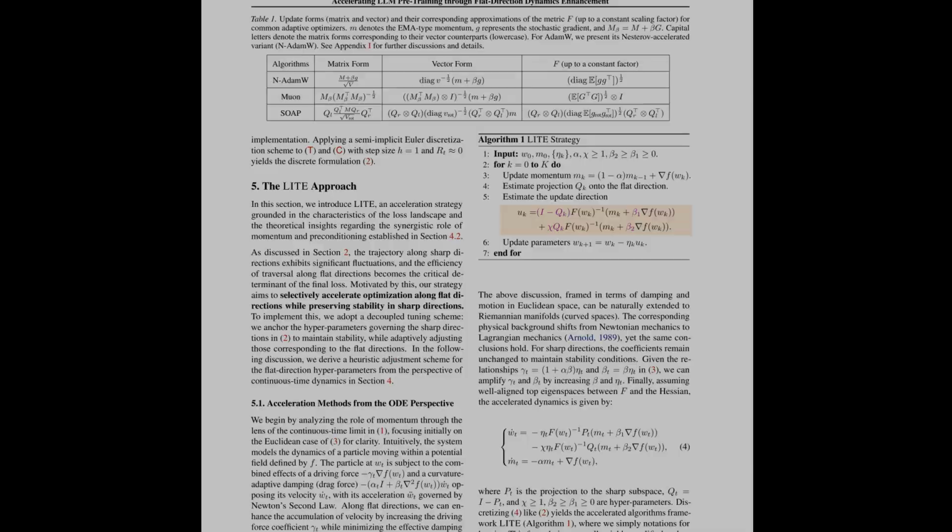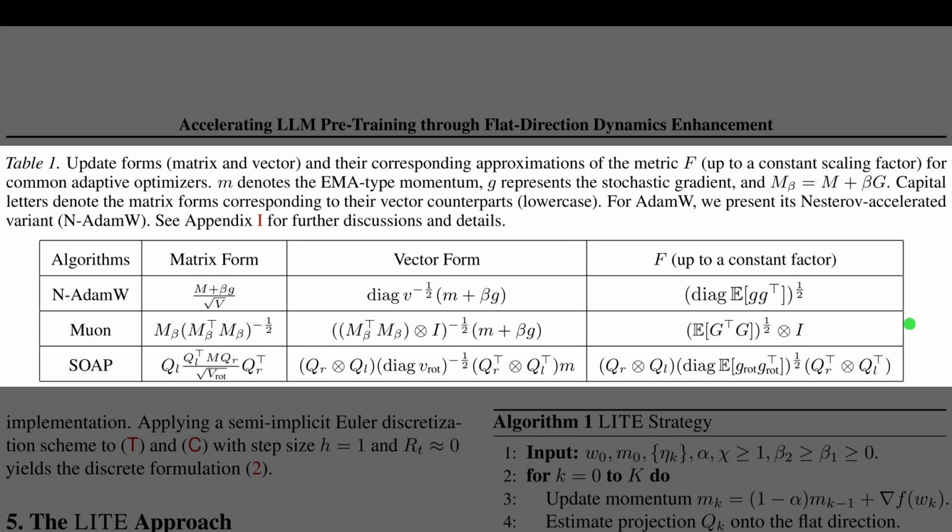convergence. Okay, while Figure 2 illustrated the landscape, Table 1 details the actual update rules for the optimizers operating on it. It compares n-atom-w, muon, and SOAP side by side. The crucial distinction lies in the last column, labeled F, which represents the curvature metric each method approximates. Notice that n-atom-w relies on a simple diagonal term, effectively treating each parameter in isolation. In contrast, the muon and SOAP rows show much more complex matrix forms involving Kronecker products, which allow them to capture the correlations between parameters that diagonal methods ignore.